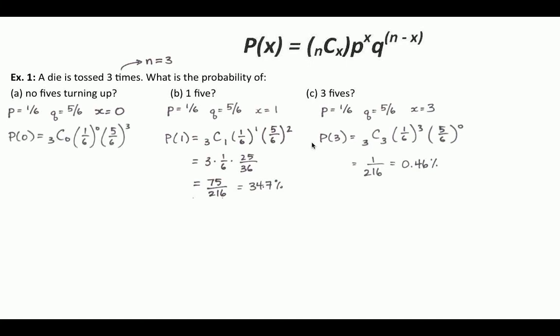Right? So we can say P0 is equal to 3 choose 0 times 1/6 to the power of 0, 5/6 to the power of 3. And when we multiply this out, we get 125/216. And indeed, 57.9% of the time, this is what's going to happen. You won't get any 5s. All failure. Almost 58% of the time.